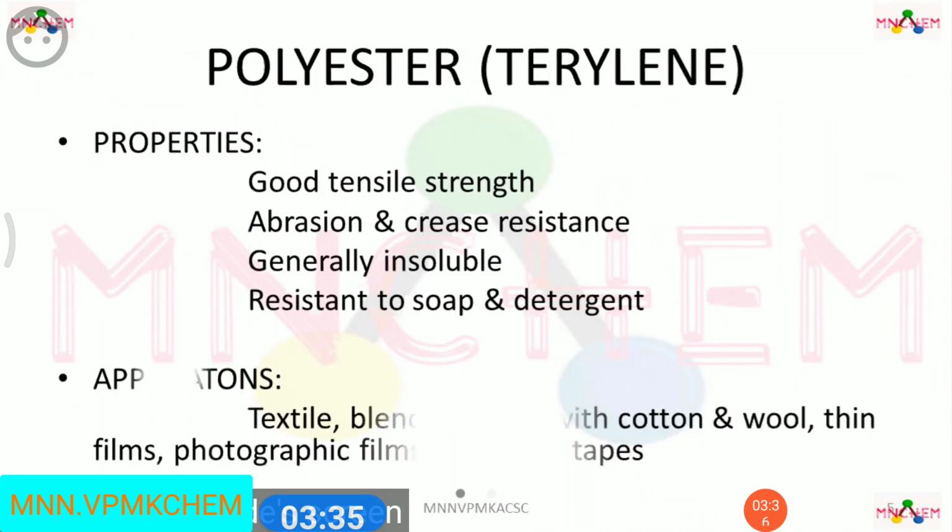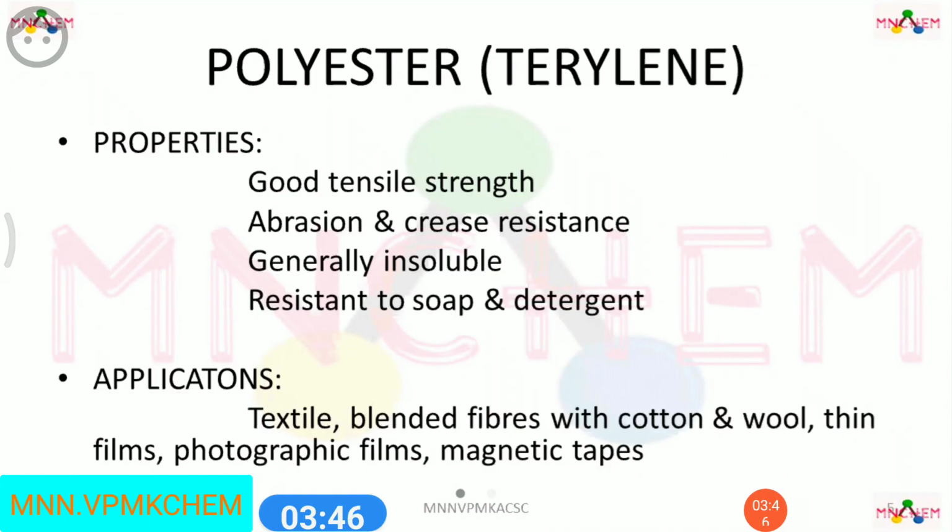Talking about a few applications of polyesters, the important application is in the textile industry. The polyesters are used to prepare blended fabric with cotton and wool, namely polycot or polywool. That is the blended fabrics which are prepared when we use polyester with natural fibers like cotton and wool. The polyesters are used for the preparation of thin films, which are used in photographic films and magnetic tapes.